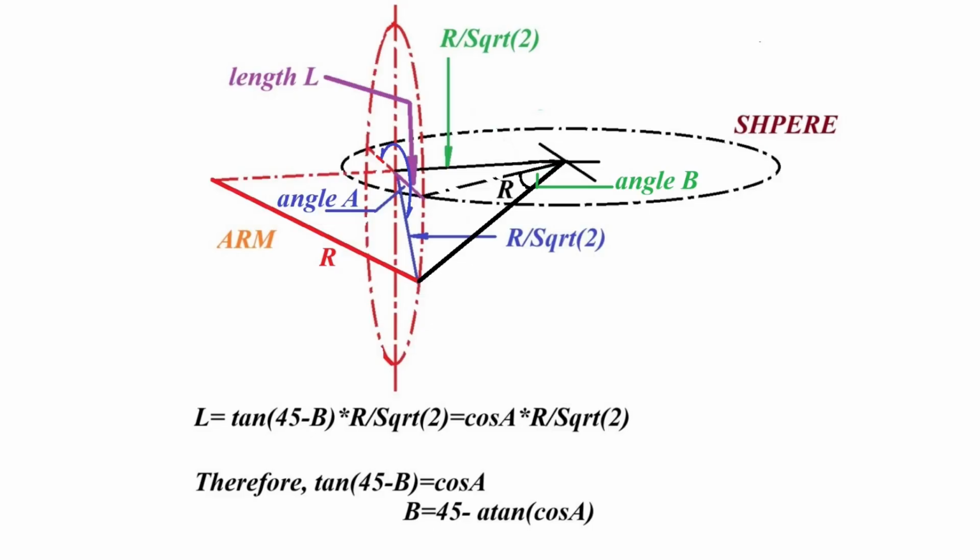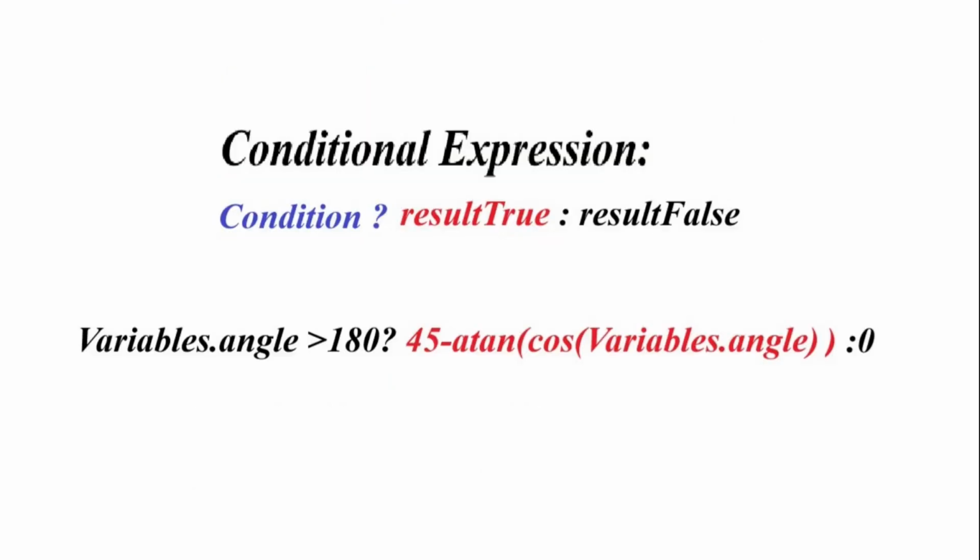From the calculations, angle B is 45 degrees minus arctangent of cosine A. When A is from 0 to 180 degrees, the sphere is stationary. Starting from 180 degrees, the sphere turns according to angle B. So the conditional expression for the motion of the sphere is variables.angle is greater than 180, question mark, 45 degrees minus arctangent of cosine variables.angle, colon, 0.